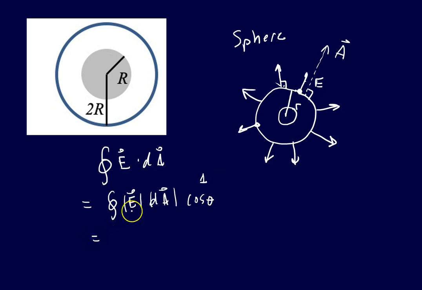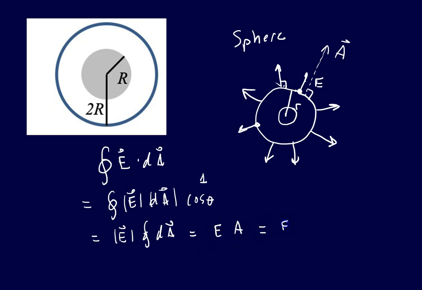Then, since the electric field is constant everywhere, I can just pull it outside of my integral. The integral then just turns out to be a sum of the areas over this Gaussian surface, so it's the total surface area of a sphere. What we end up having is our electric field times our area. I'm just going to drop the vector signs here. This is the magnitude of our electric field.